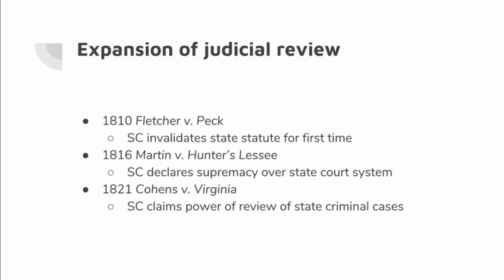Then, in the case Martin v. Hunters-Lessee in 1816, the Supreme Court declared full supremacy over the state court system, meaning that the Supreme Court now had the power to overrule the decisions that state court systems came to. And finally, in 1821, in the case Cohens v. Virginia, the Supreme Court claimed the power to review state criminal cases in addition to civil cases.